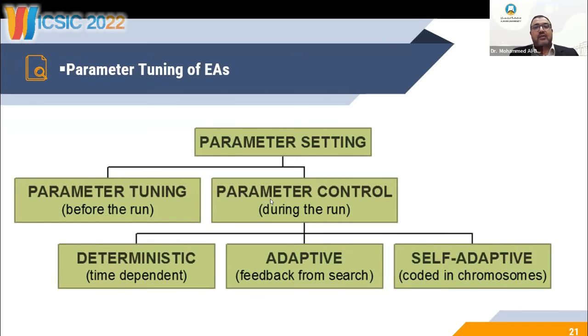And we have another way, which is called parameter control, where the parameters undergo changes during the search or during the run process. So we have here three possible ways: deterministic, adaptive, and self-adaptive. In the deterministic, we consider the iteration number to recalculate the value of the parameter, while in adaptive we take into consideration the fitness function value, while in the self-adaptive we use another method to configure the parameter for the current method.